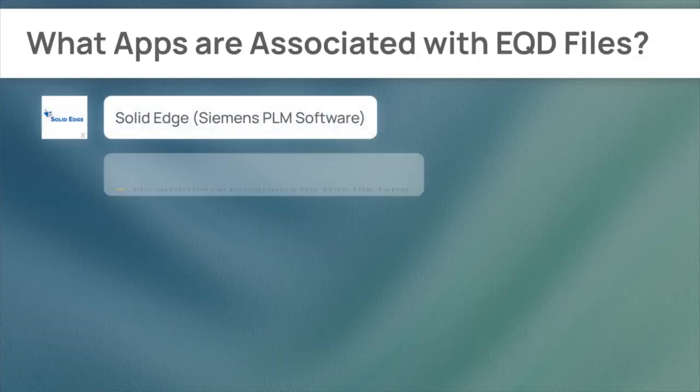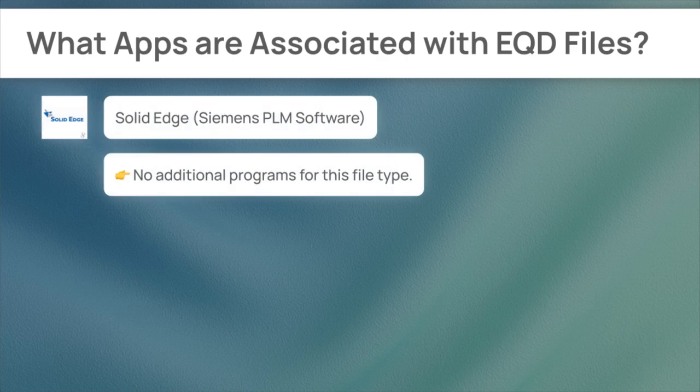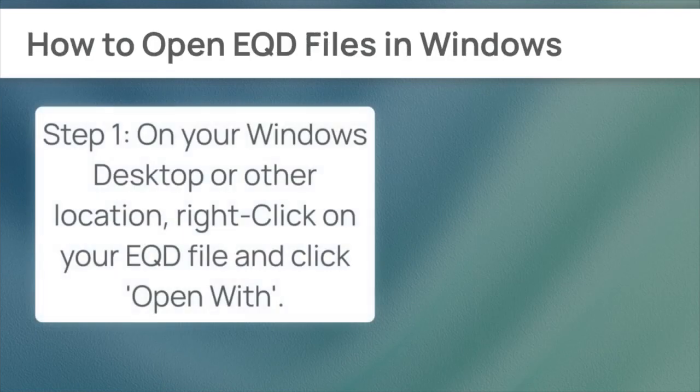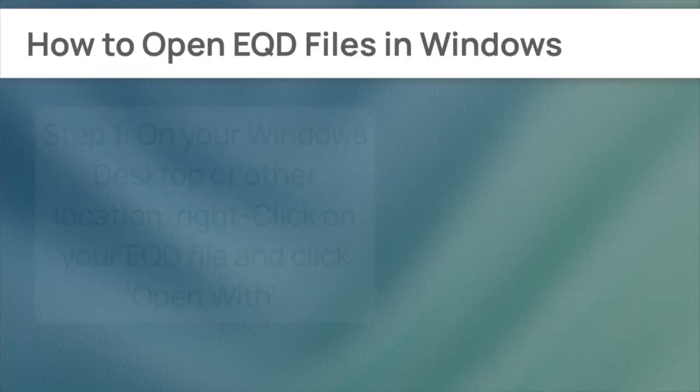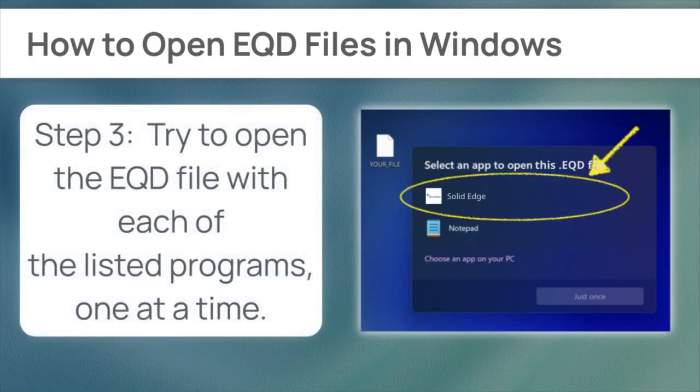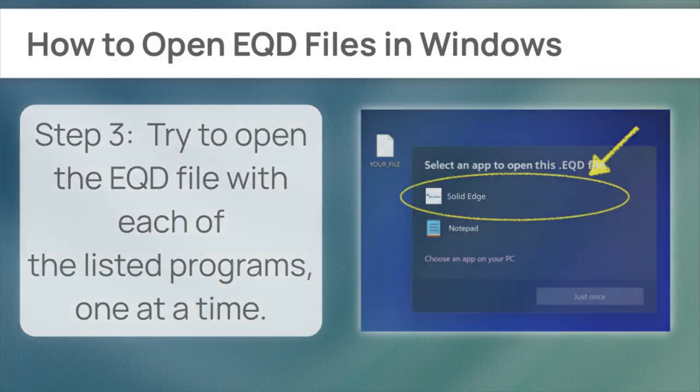This EQD file is handled by the industry standard tool Solid Edge from Siemens PLM software. To maintain file health, avoid direct interaction using Windows Explorer alone. Windows shows only limited geometry, so deeper analysis requires specialized modeling tools. To unlock the data, right-click the EQD file and select Open With. Test Solid Edge if available. If it's absent, choose another program. We must determine which app can properly read the header.